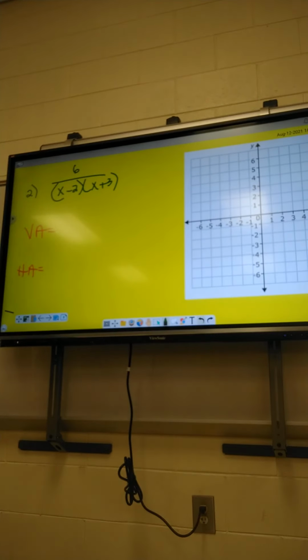Even though this one looks different, guys, we follow the same rules. So how do I find my vertical asymptote? Set the bottom equal to 0. But look, this time I got 2 of them on the bottom. Doesn't matter. Set them both equal to 0.